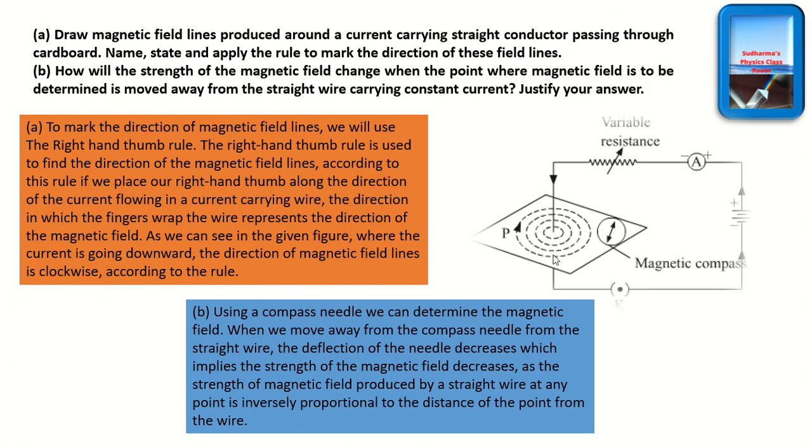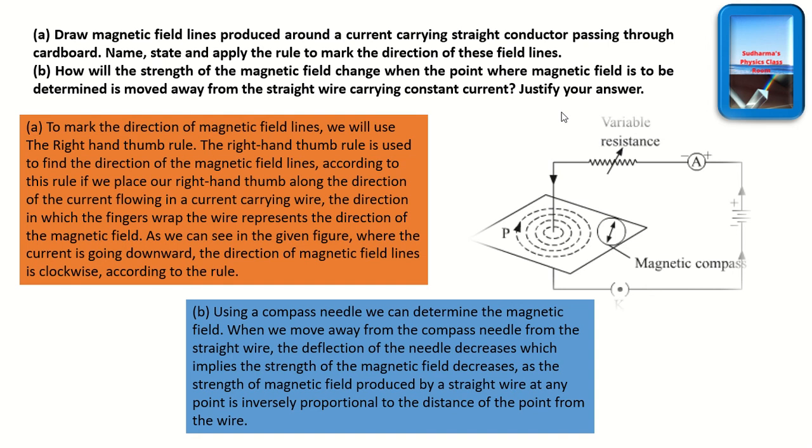Next question. Draw magnetic field lines produced around a current carrying straight conductor passing through cardboard. Name, state and apply the rule to mark the direction of these field lines. How will the strength of the magnetic field change when the point where the magnetic field is to be determined is moved away from the straight wire carrying constant current? Justify your answer. So question A, draw magnetic field lines produced around a current carrying straight conductor.